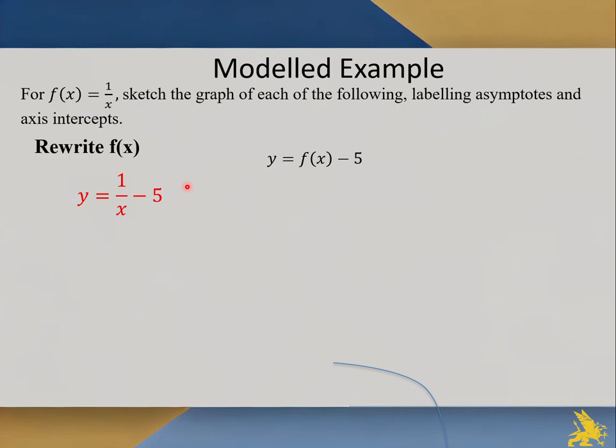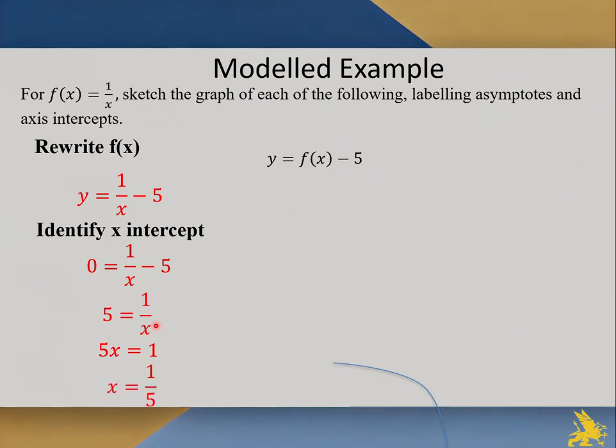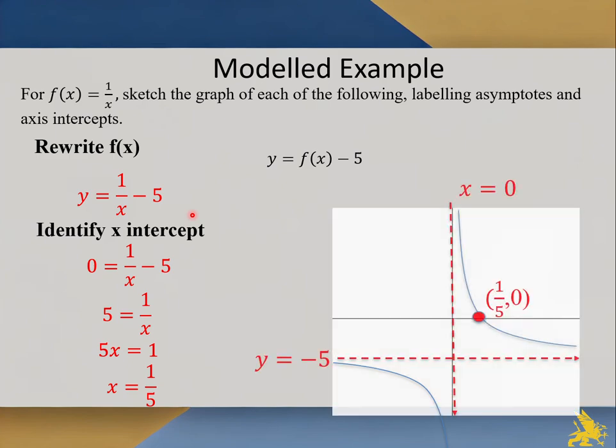I need to identify x and y intercepts. So for x-intercepts, I know y equals 0. I then solve for x, so I add 5 to both sides. I times both sides by x, and I divide by 5. So that gives me x is equal to 1 over 5. In terms of a y-intercept, I currently have an asymptote at x equals 0. So I can't have x equals 0 here, which is why when I graph it, you can see that there's no y-intercept.